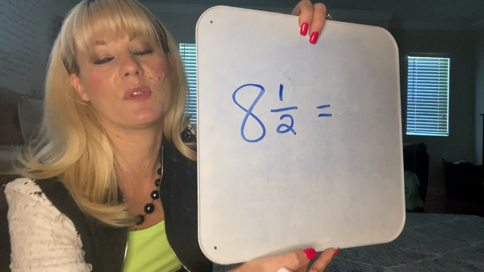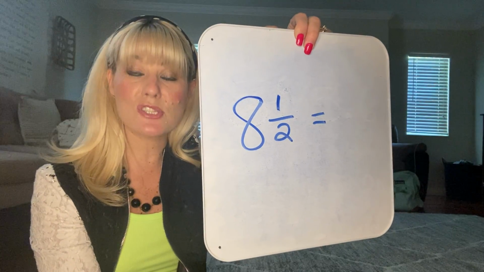Now, there were some that were a little bit trickier than that one, okay? There were some that looked like this. They were super hard. I was like, how does 8 1/2 equal a decimal? Because there's no tenths, there's no hundredths.